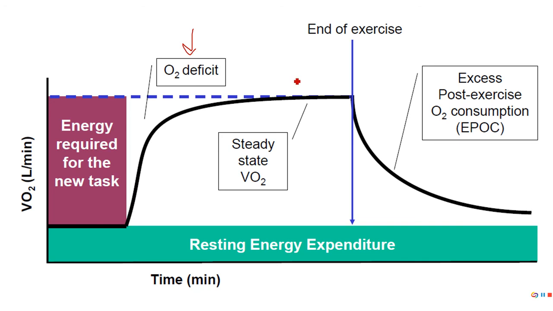Now, as soon as I stop exercising, I'm breathing more than I need. So in essence, I'm hyperventilating, because once I stop exercising, the demand has gone down. My demand when I rest is very different than when I'm running. And so this leads to something called excess post-exercise oxygen consumption, or EPOC. So we're going to talk about both of these things.